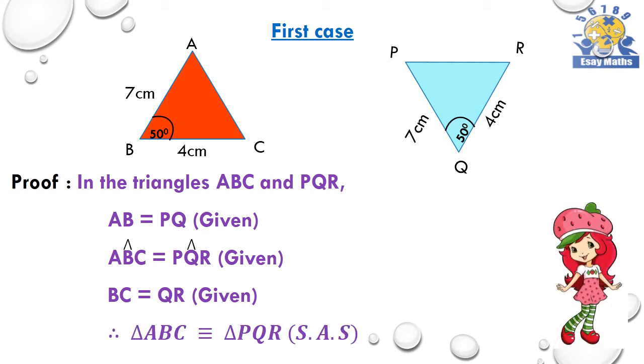Therefore, the triangle ABC is congruent to the triangle PQR under the case SAS. We should write the case within a pair of parentheses. It's side angle side. So, we shouldn't write SAS within brackets.